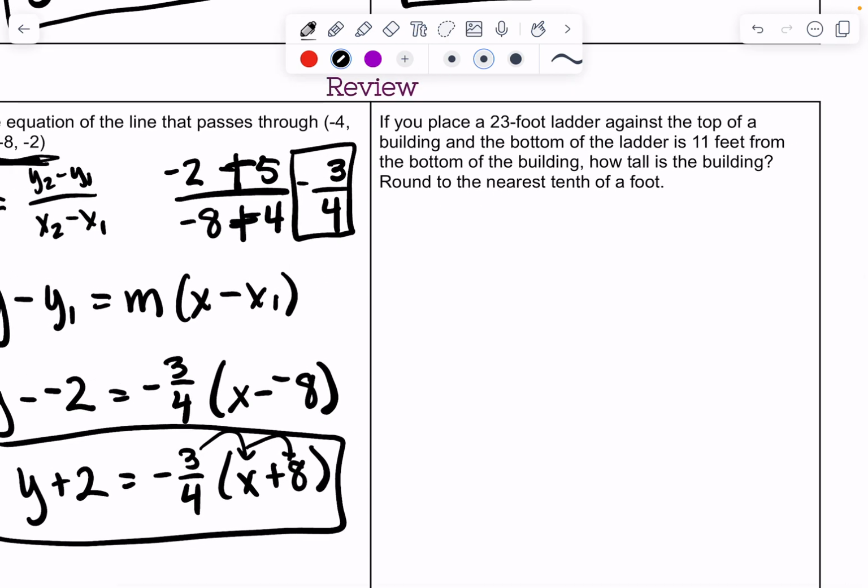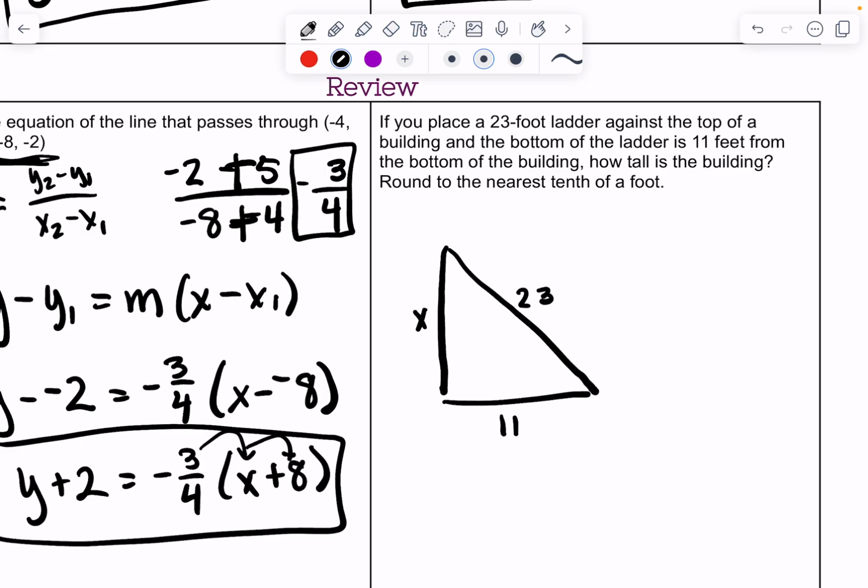Next review problem. If you place a 23-foot ladder against the top of a building and the bottom of the ladder is 11 feet from the bottom of the building, how tall is the building? Okay. So we don't know how tall the building is. I'm just going to call that X for now. We do know that my ladder over here that's leaning against is 23 feet. And we know that we are 11 feet away from the wall.